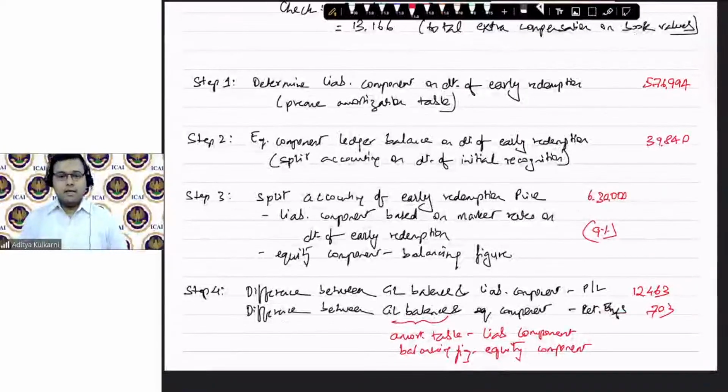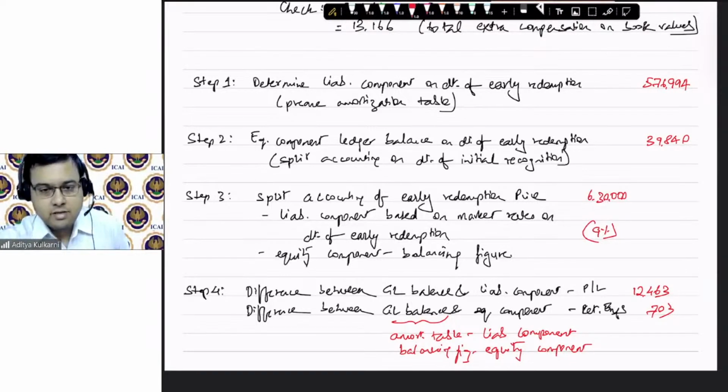The first one being determine the liability component on the date of early redemption, that is via an amortization table. Then step 2, equity component ledger balance on the date of early redemption, which is from the initial recognition entry. Step 3, split accounting of early redemption price, that is the amount you are going to get on account of early redemption. That value is clearly towards both the equity component as well as the liability component. So we will have to split that.